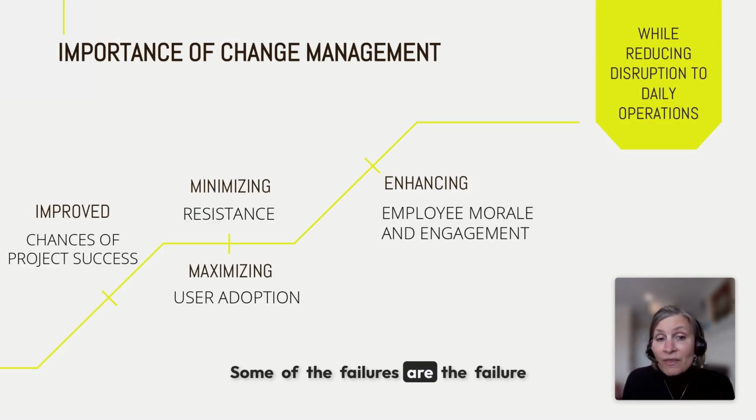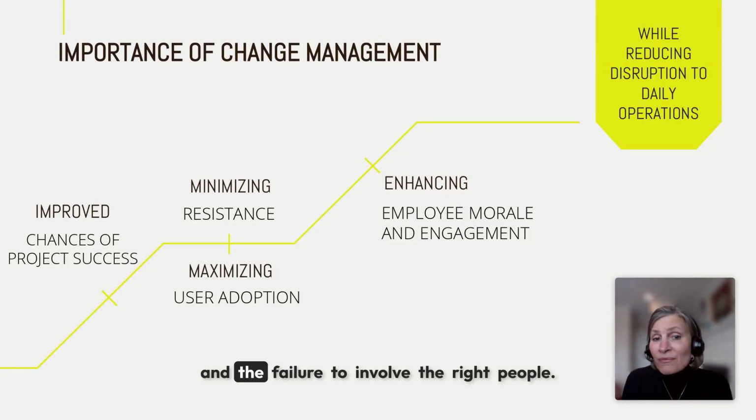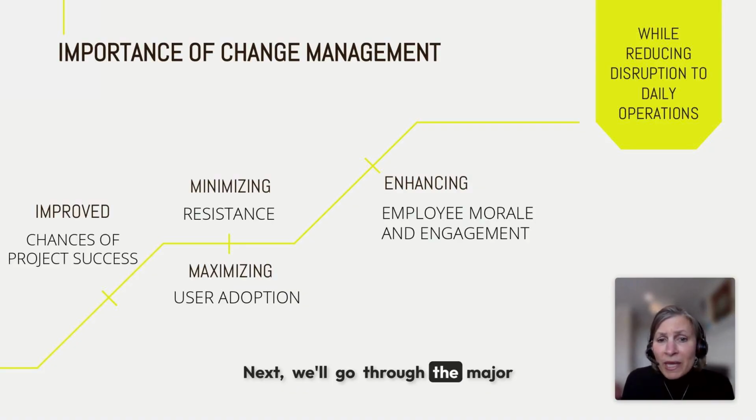Some of the failures are the failure to assign the appropriate resources, trying to make a new system do exactly what and how your old system did it, holding on to outdated processes, and the failure to involve the right people. Next, we'll go through the major tenets of change management. And again, most of these are taken from our years of implementing ERP systems.